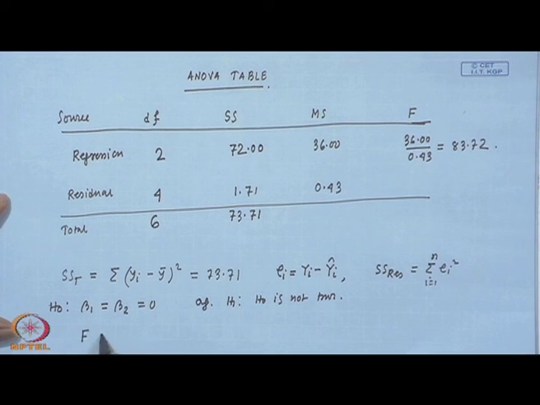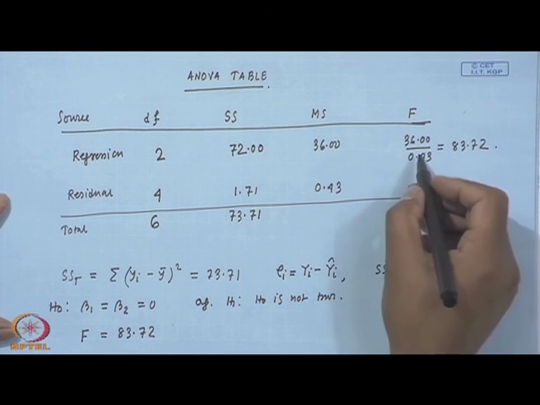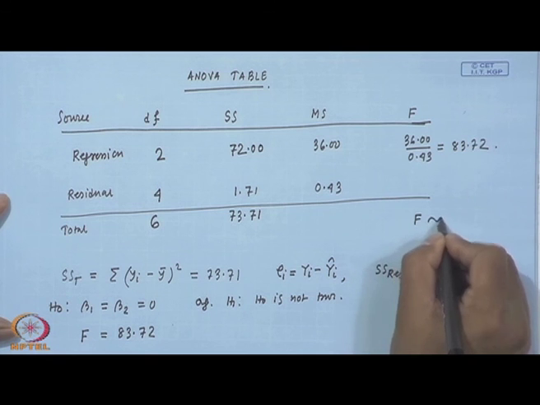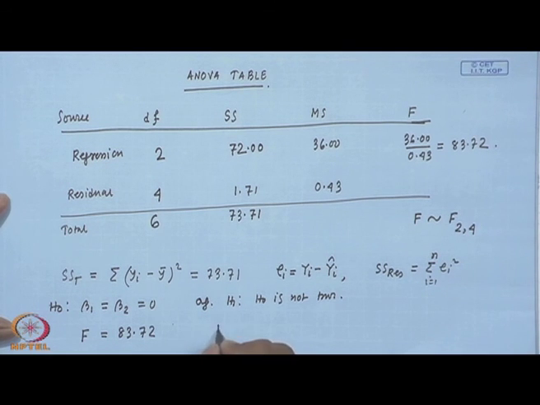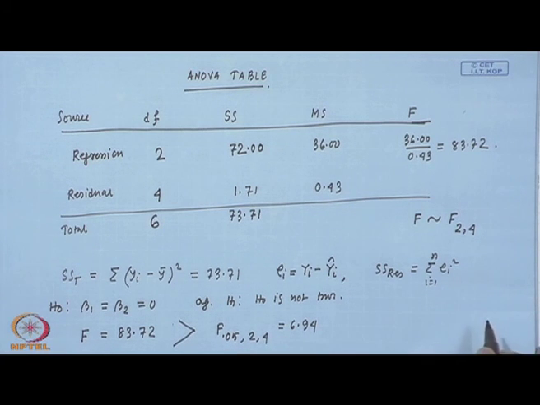So, the observed F value is equal to 83.72, and you compare this value with the tabulated value. What is the degree of freedom for F? F has degrees of freedom 2, 4. Now, you check the tabulated value of F 0.05, 2, 4 from the F table, and you can check that this one is 6.94. So, the observed value is greater than the tabulated value, which implies that H naught is rejected. So, the global test says that the fitted model is significant.